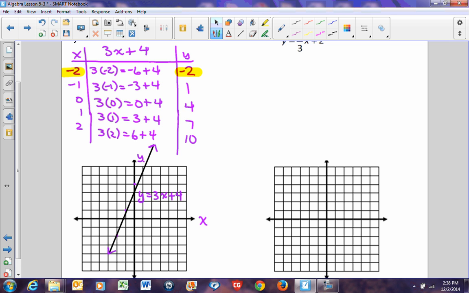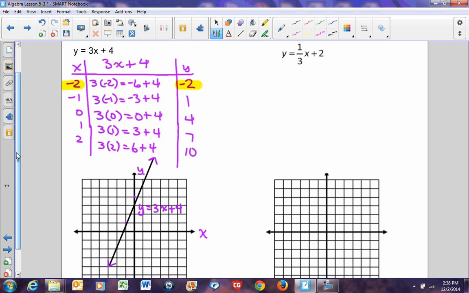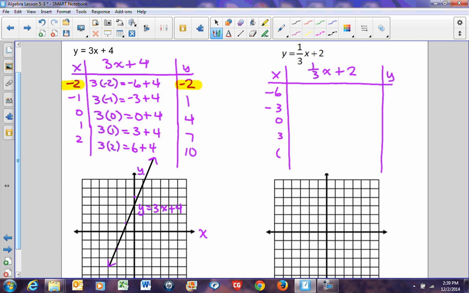If we look at our second problem over here, you will notice it has a fraction in it. So again, when I'm making my table of values, I'm going to make sure I don't use -2, -1, 0, 1, and 2, because those won't work out really well for me. I'll end up with fractions, and who likes to graph thirds? They're kind of hard to graph. So 1/3 x plus 2. So I will choose -6, -3, 0, 3, 6.